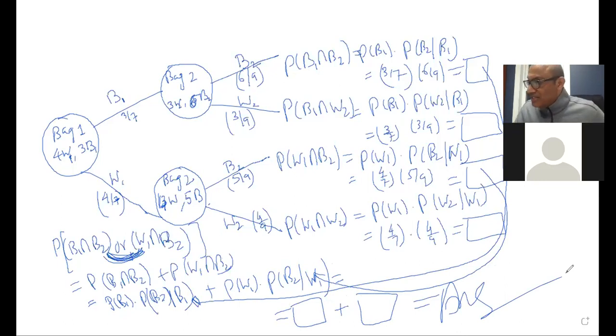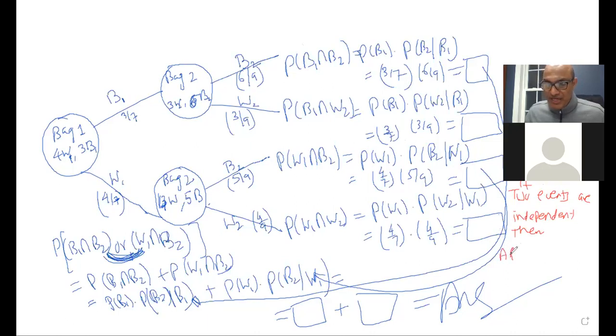Now the last part: two events A and B are independent if and only if A intersection B is equal to probability of A times probability of B. So if two events are independent, then what will happen?